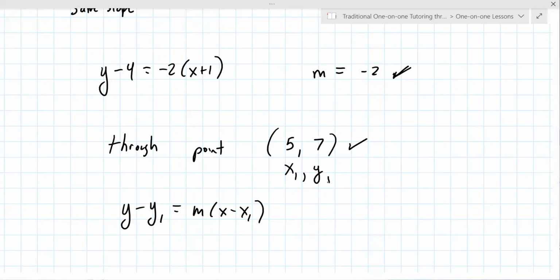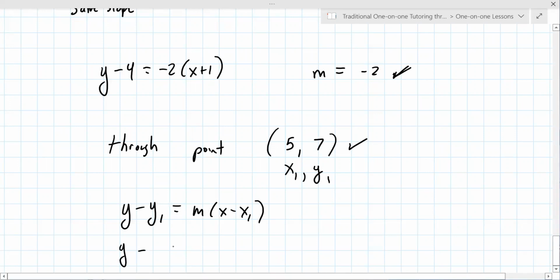So would it be y minus 7 equals -2 parentheses x minus 5? Yes. Okay. So let's start a problem now, start to finish.